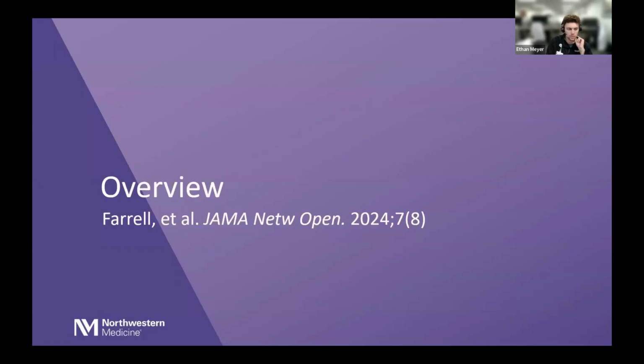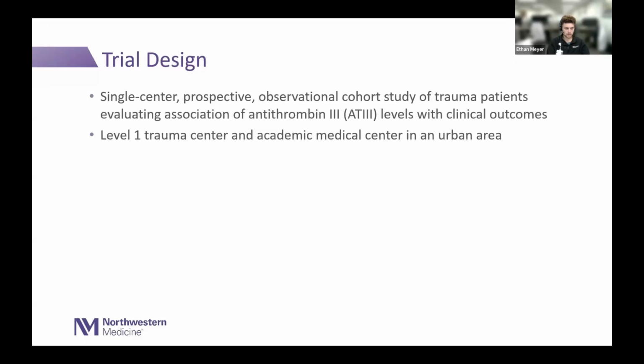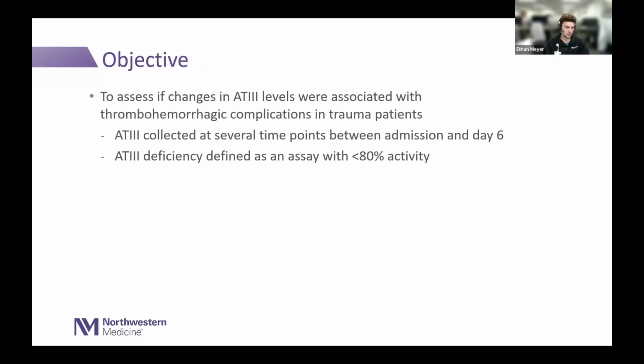So now going into an overview of the article. This was a single center prospective observational cohort study of trauma patients that evaluated the association of antithrombin 3 levels with various clinical outcomes. This was completed at a level 1 trauma center and an academic medical center within an urban area. The objective of the study was to assess if changes in antithrombin 3 levels were associated with thrombohemorrhagic complications in trauma patients.